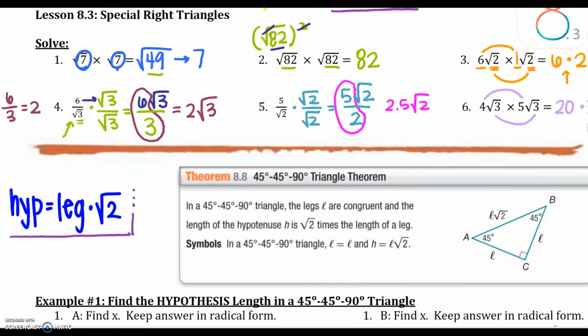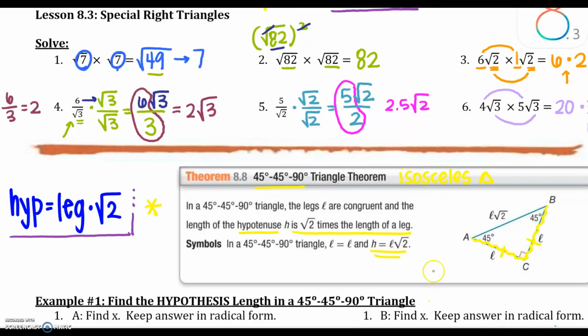So let's get into our lesson. We're talking about 45, 45, 90 degree triangles. Again, they are isosceles, which means my two legs are actually congruent because my base angles are congruent to each other. So the hypotenuse, again, across from the right angle, is square root of 2 times the length of the leg. So here is our formula that we're going to use. Our hypotenuse equals our leg times the square root of 2.